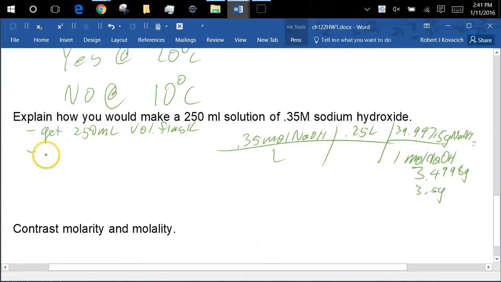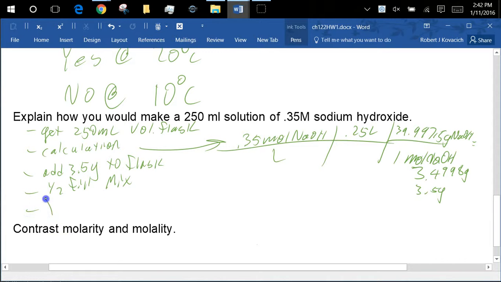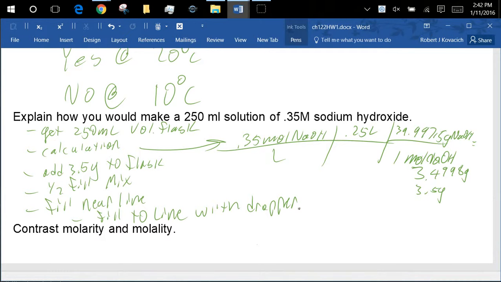So what I'm going to do now that I've done my calculation, how about if I add that 3.5 grams to flask, half fill, mix, fill near line, and then fill to line with dropper, something like that. That way I don't go over. Are we good with that? Anybody got questions?